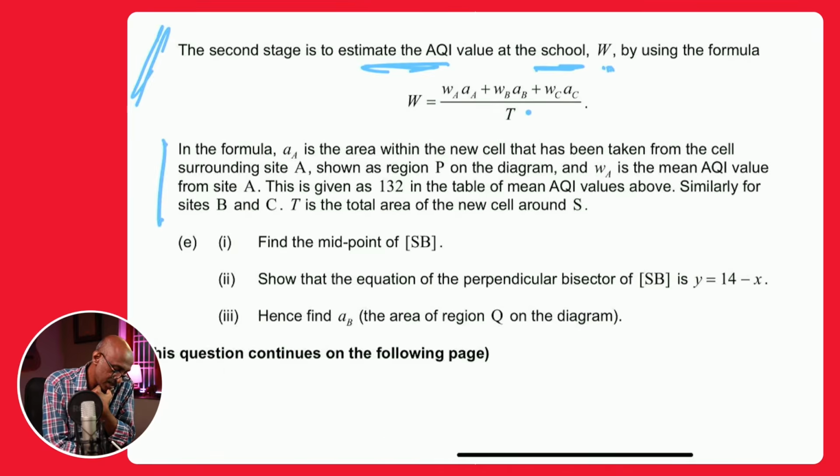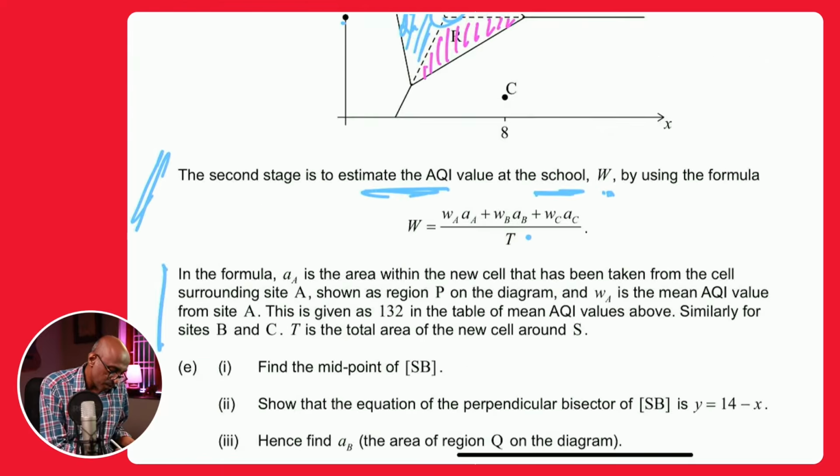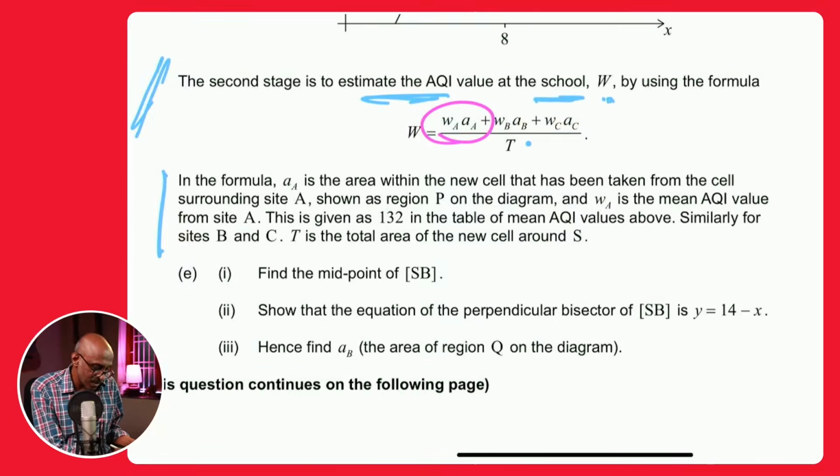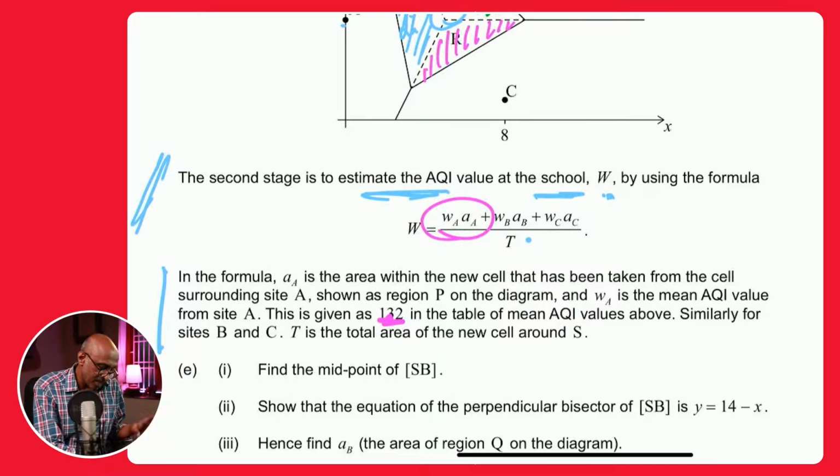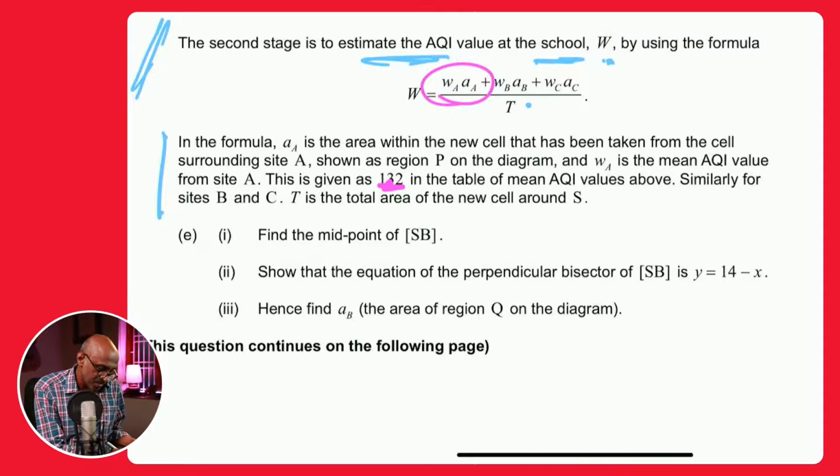Okay, and WA is the mean AQI value from site A. So the formula has WA times alpha A. WA is the mean AQI, given as 132. Where's the table? Yeah, here you go, 132. So that's WA. Alpha A is the area of that triangle.